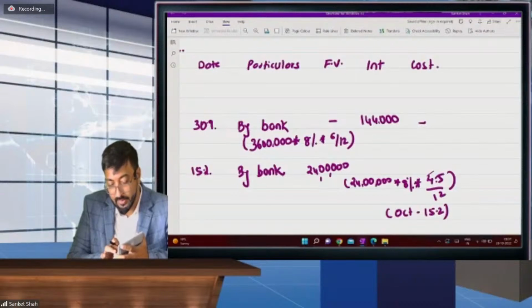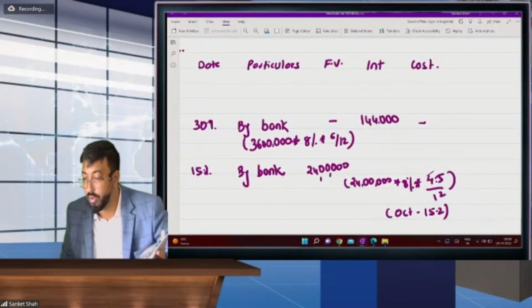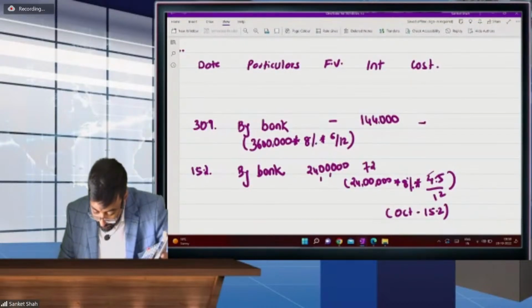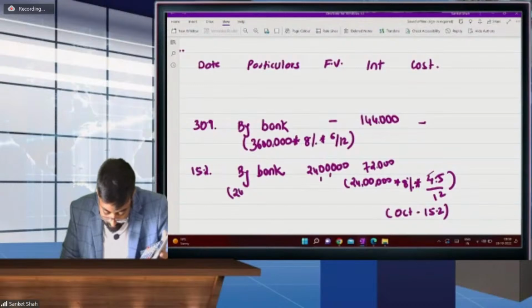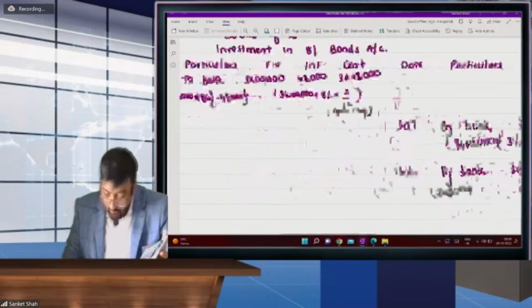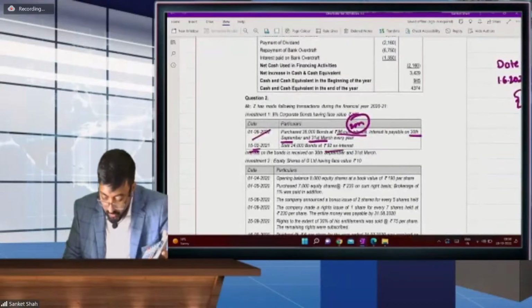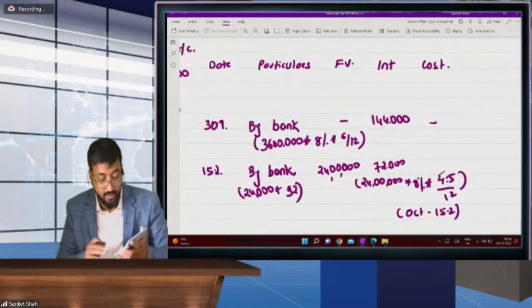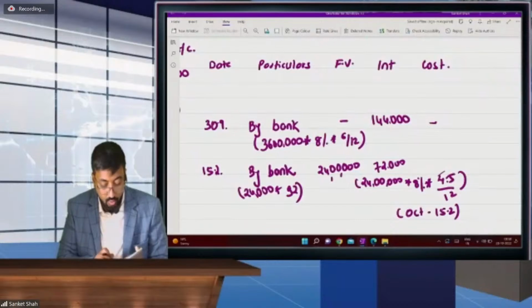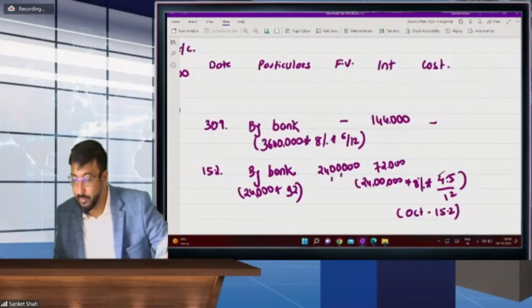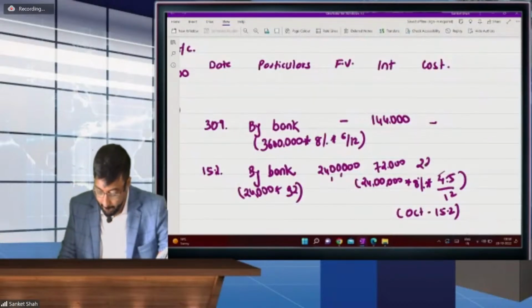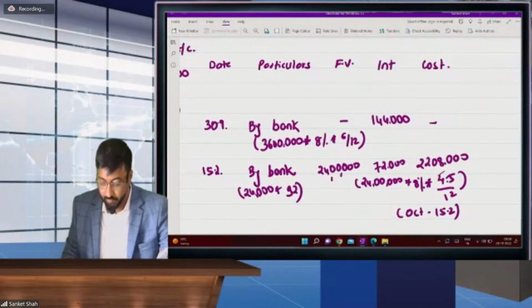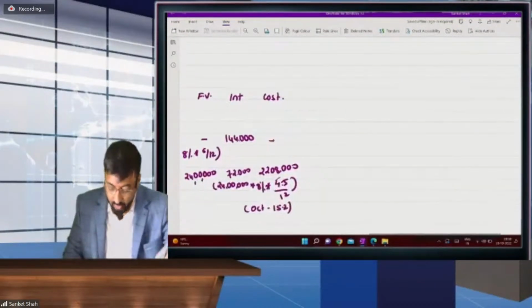24 lakhs into 8% into... 72,000. I am getting the interest amount. 24,000 into 92, so don't deduct interest. 22 lakh 8,000. Immediately working note 1.